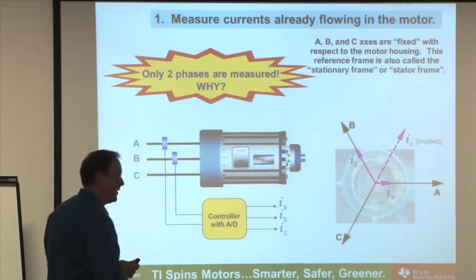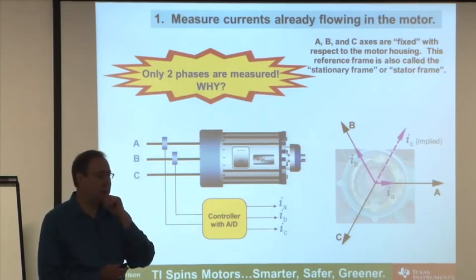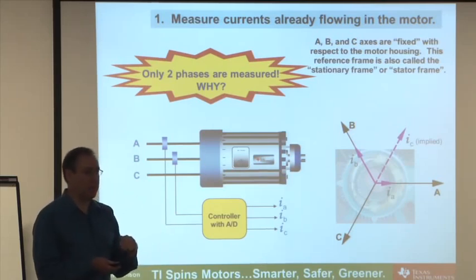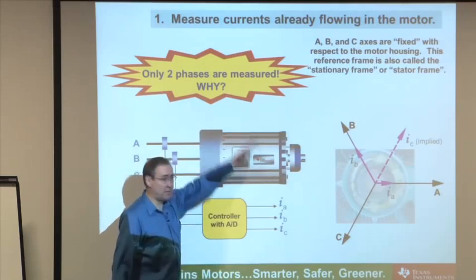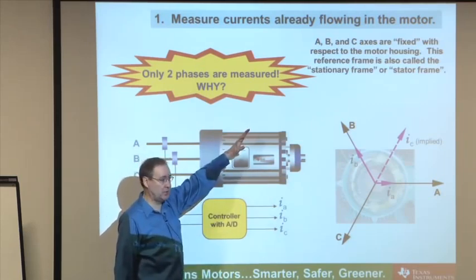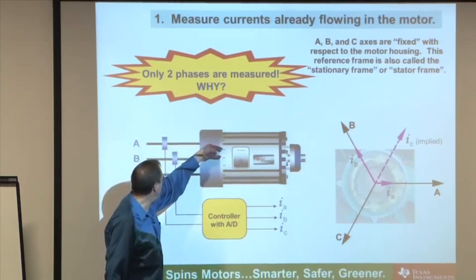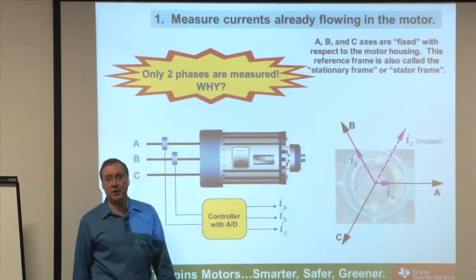Kirchhoff's current law. Exactly. What does Kirchhoff's current law say? Do you remember? That's right. All the currents flowing into a node have to sum to equal 0. Well, if we refer to this as a node, and it's isolated from anything else, there's no other electrical connections to it, that means that the sum of the 2 currents flowing into phase A and phase B have to equal what's flowing out on phase C.